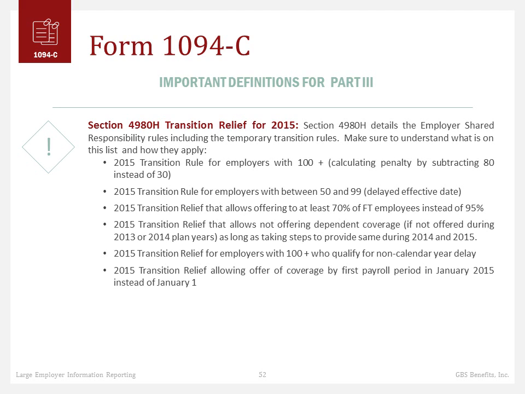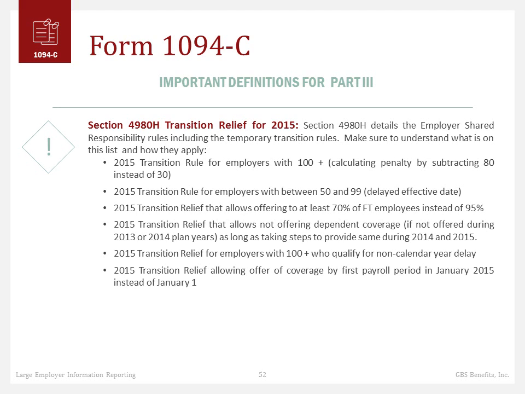So the first one is Section 4980H, Transition Relief for 2015. Remember, we talked about this for Box C, but only 2 transition relief rules applied to that Box C. There are actually more transition rules that have to do with 4980H. Remember, that's employer shared responsibility, and we have 6 of them listed here.